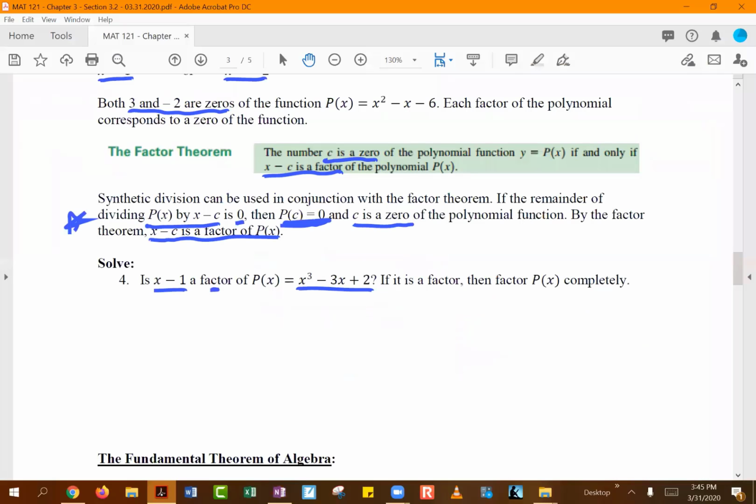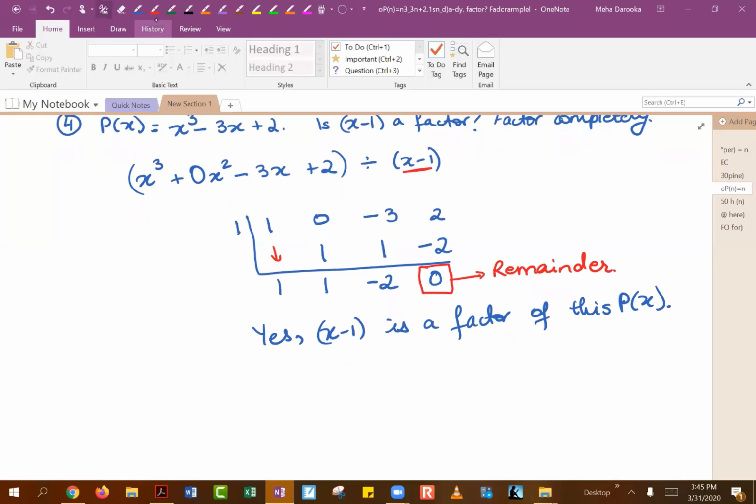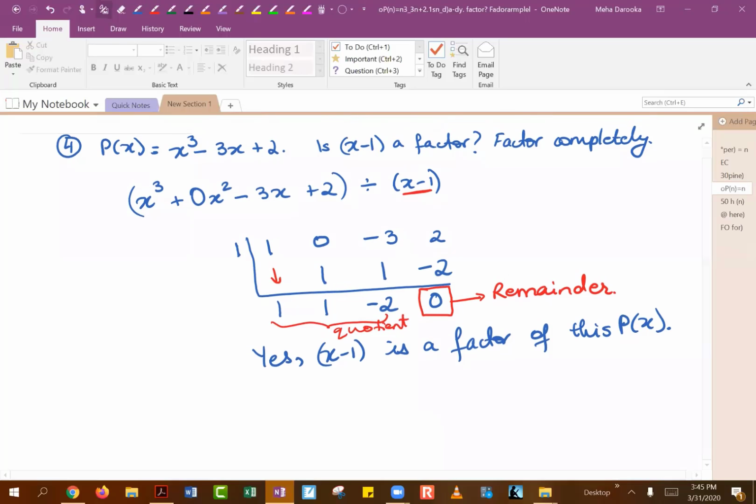So your instructions were saying, if x minus 1 is a factor, then we want to factor p of x completely, which means you need to find the other factors also. And that's where this quotient part actually comes into play. So let's see how we can find the other factors.